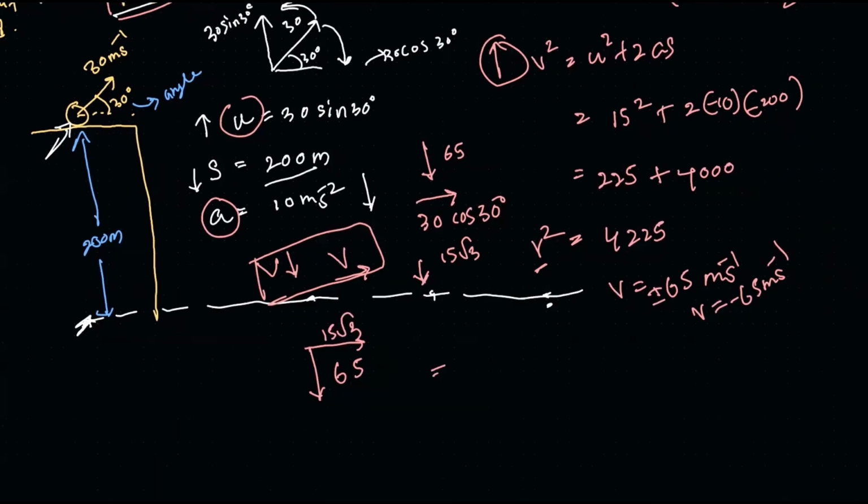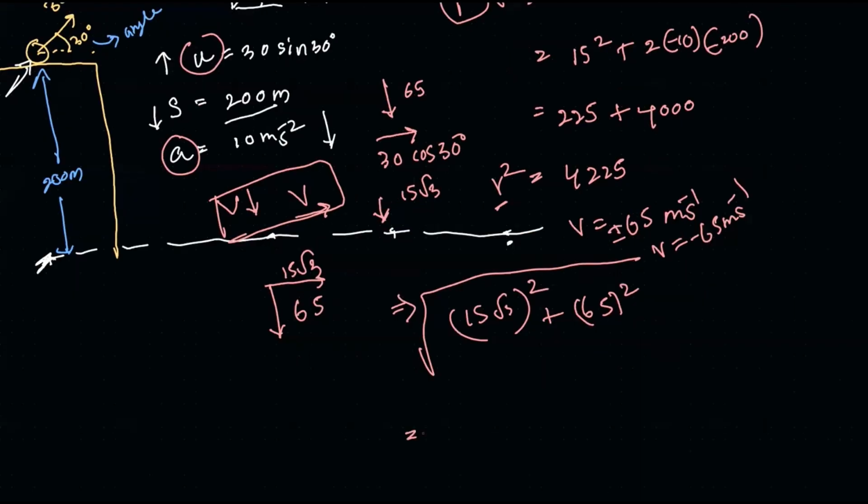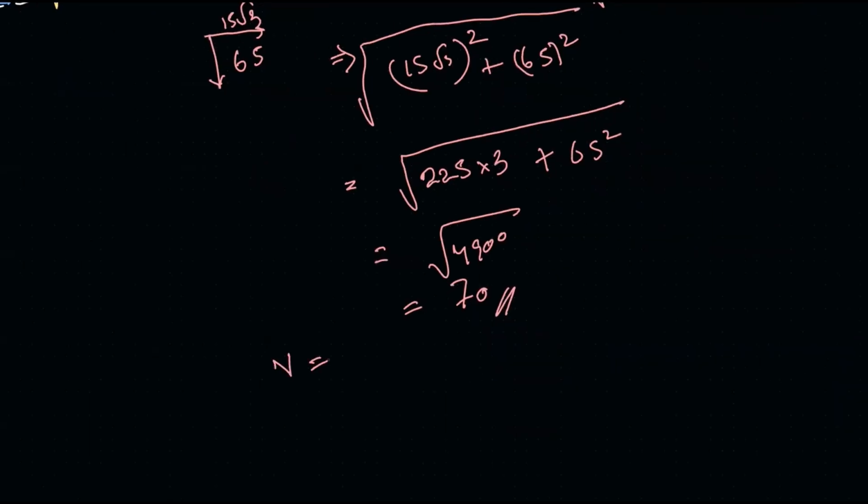The final speed is the summation of these. How do we take the summation of these vectors? We take the square of both of them, add them, and take the square root. So we get 225 into 3 plus 65 squared, and the square root of all of that, which is 900 root of it is 70. So the speed equals 70 m/s. That is the answer for this question.